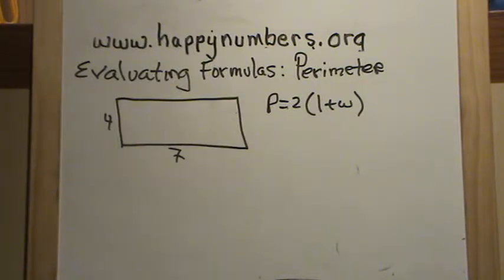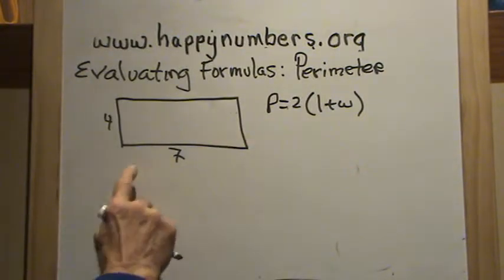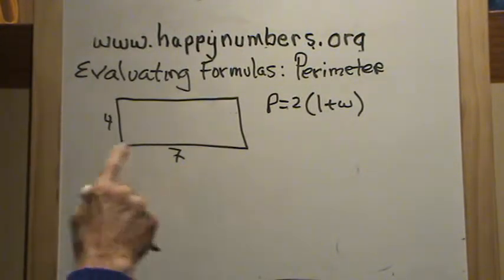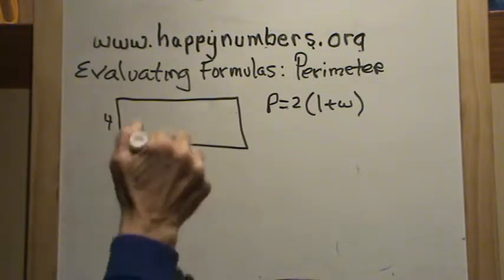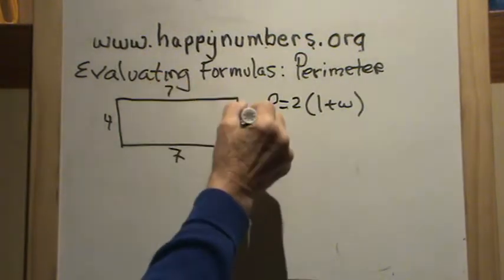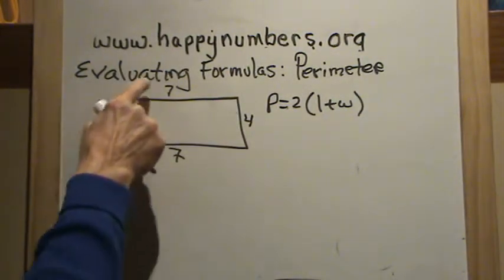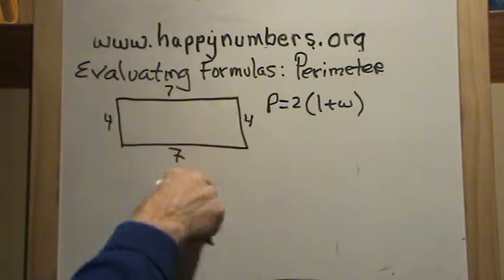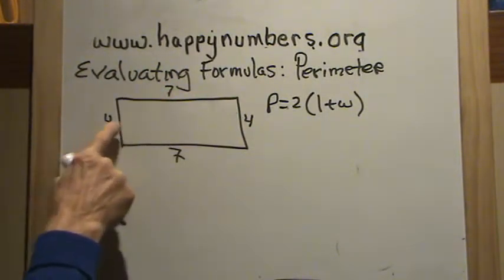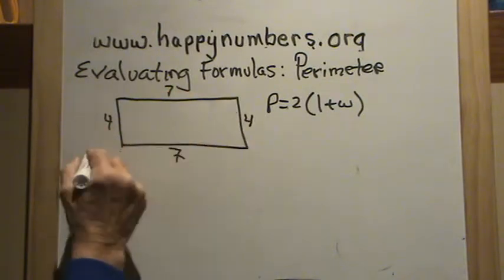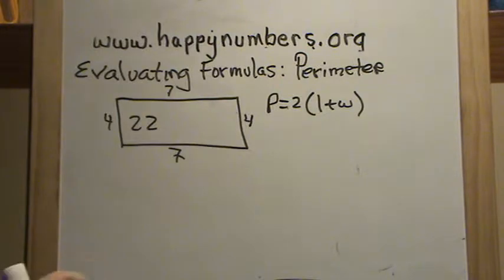Well, here, we know how to solve an algebraic expression like this. The length is 7, the width is 4. Since this is a rectangle, we would know that this side is 7 and this side is 4. We could add 7 and 4 and 7 and 4, and that would give us the perimeter. In fact, if I add 7 and 4, that's 11, and 7 and 4 is 11, so the perimeter would be 22. And using the formula, you'll see that that's so.